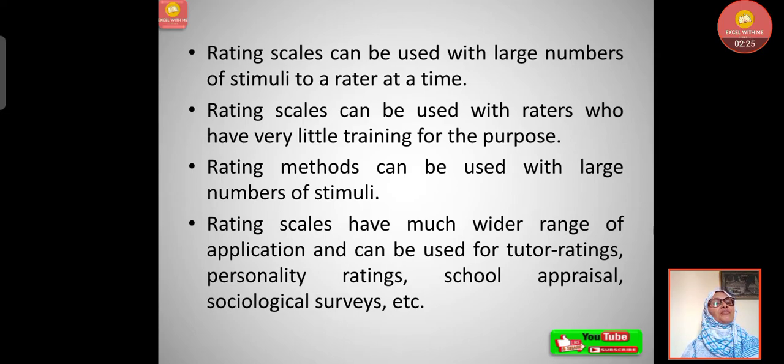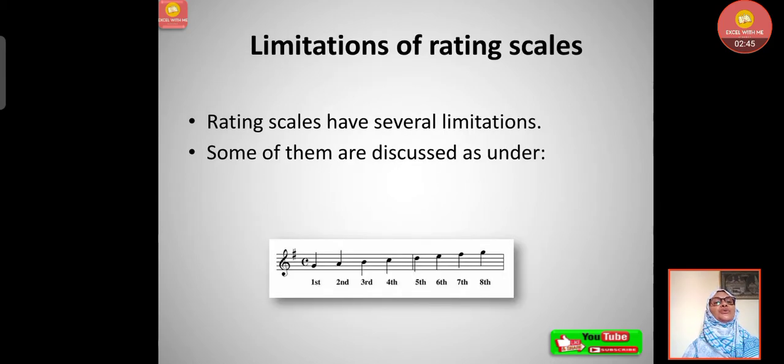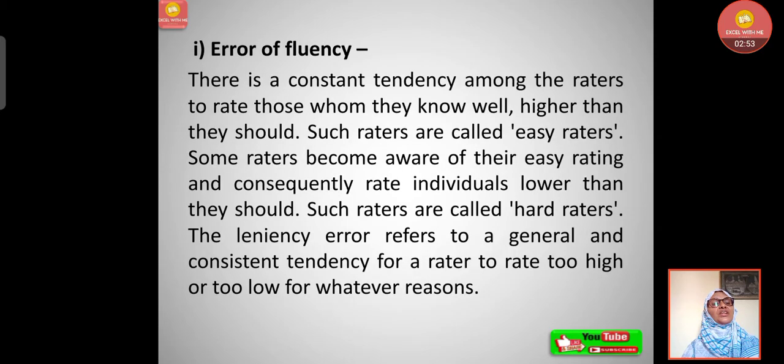Rating scales have a much wider range of application and can be used for tutor ratings, personality ratings, school appraisal, sociological surveys, etc. School appraisal, like excellent, very good, good, can do better, like that, these rating scales can be used. Now, what are the limitations of rating scales? Let's understand. Rating scales have several limitations. Some of them are discussed as under.